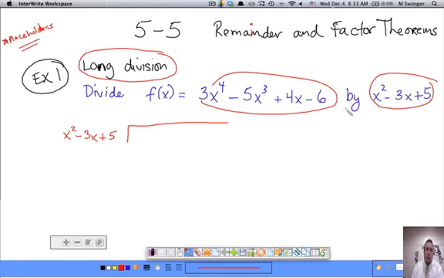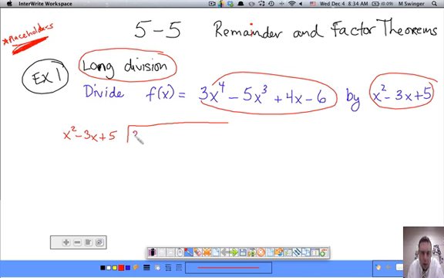You're going to do the same ideas with this thing over here. Watch this. You put this thing outside the bracket. Okay? You put this inside the bracket. Now the only thing that people miss is placeholders. What I call placeholders. If something's missing, you got to put a 0.